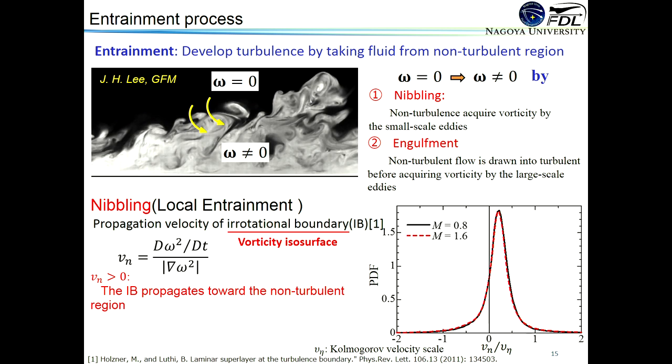This nibbling is the propagation of the irrotational boundary, which is our vorticity isosurface. And the propagation velocity can be calculated by this equation. This is the PDF result of the propagation velocity. We can see that this velocity is almost positive in this result. That means the irrotational boundary is propagated towards the low turbulent region and hardly propagates towards the turbulent region.